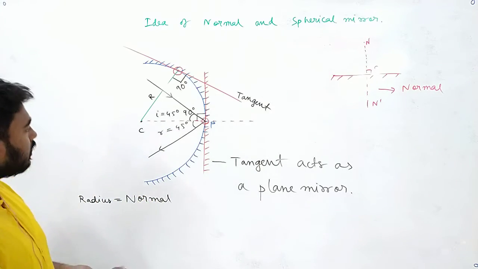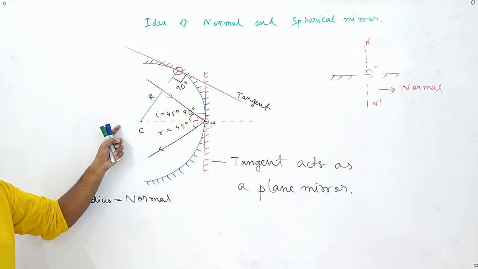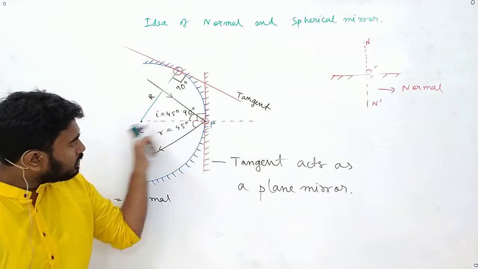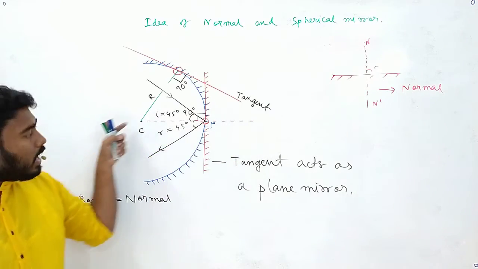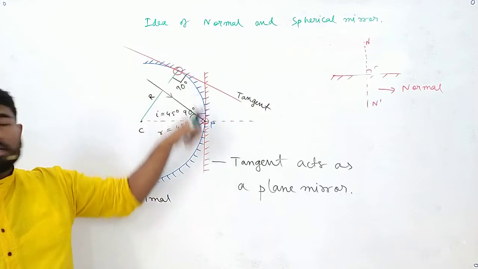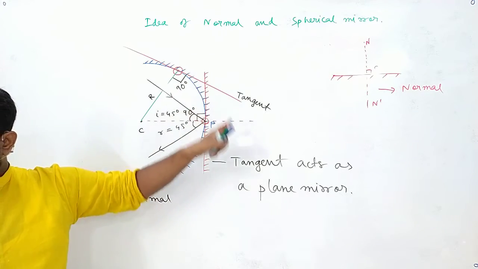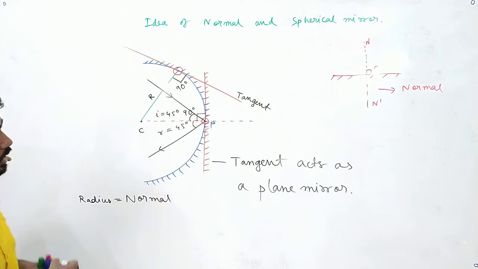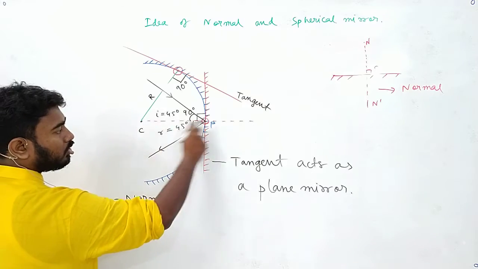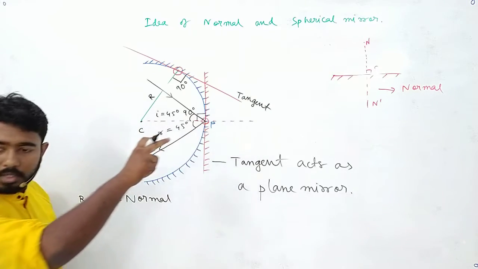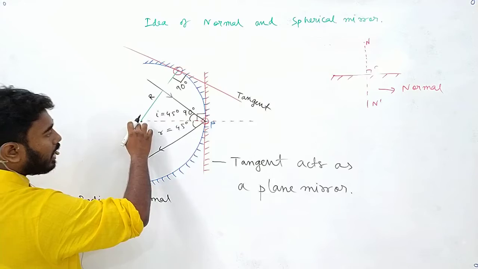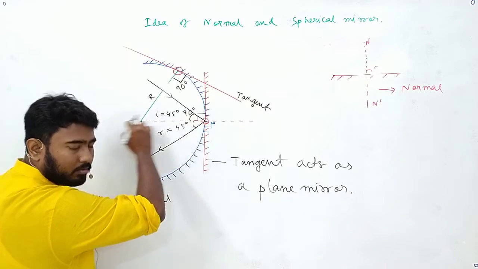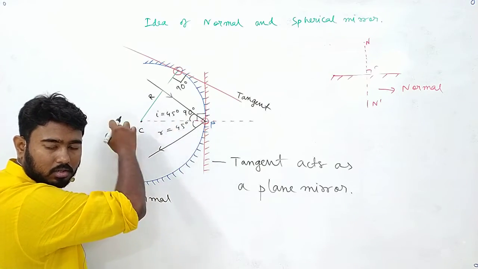It was the principal axis. In the left side, actually CP is the principal axis and the principal axis is normal to this position, right? So can I say that CP, which was actually the principal axis, is also the radius of curvature of the curved mirror, right?